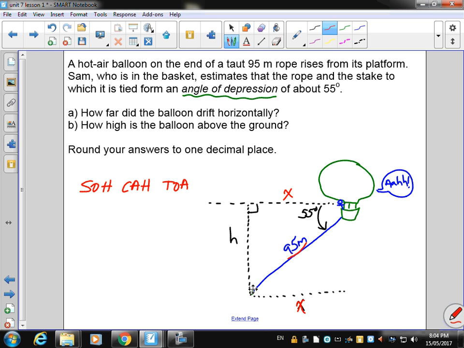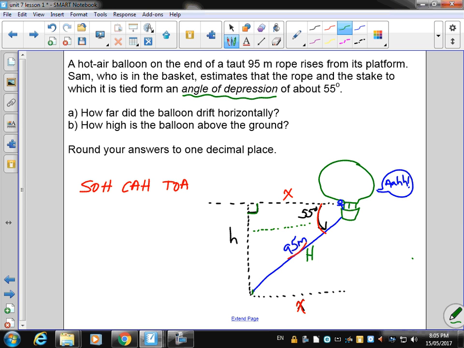If I want to find x and I have the 95, I need to decide which of those three trig ratios would work. I have the angle 55 degrees. I'm going to label my sides: opposite, adjacent, and hypotenuse. The hypotenuse is always the longest side across from the 90 degrees. So there it is. The opposite side is as far away from the 55 as I can go.